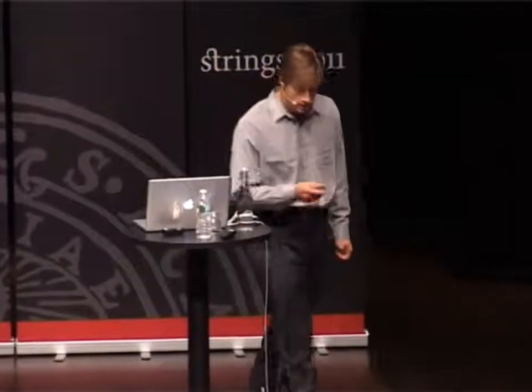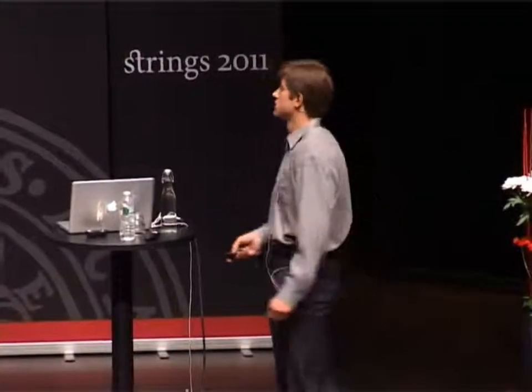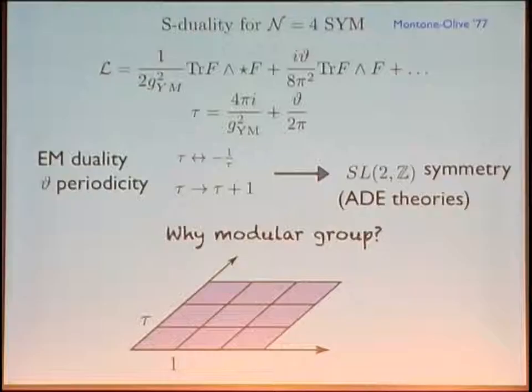And the simplest case that we have in mind is N=4 supersymmetric Yang-Mills. It's easy to present when the gauge group is simply laced, like ADE theories. In this case, if you combine the gauge coupling constant and theta parameter into a complexified coupling constant tau, then the duality plus periodicity in the shifts of the theta parameter gives us together SL(2,Z) symmetry. So this is a modular group.